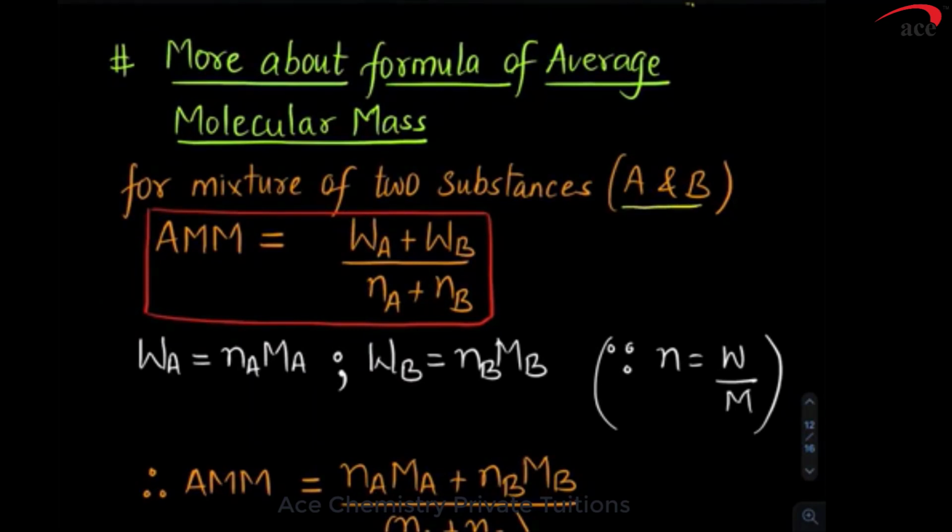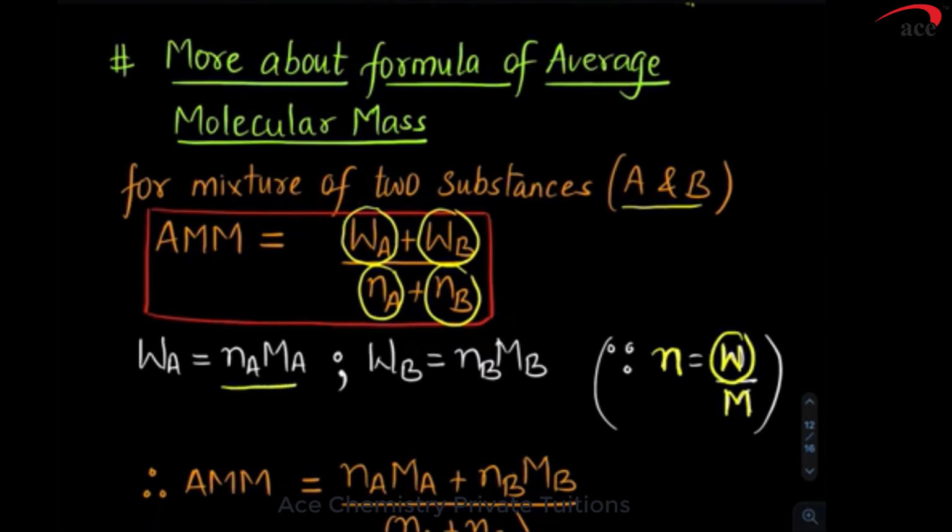Then, more about the formula of average molecular mass. If there are two substances A and B, then the average molecular mass will be mass of A plus mass of B, that is the total mass of the mixture, divided by the total moles of the mixture. Now, can I write down? We know the number of moles is mass upon molecular mass.